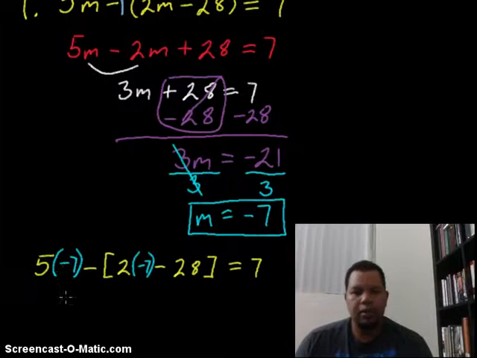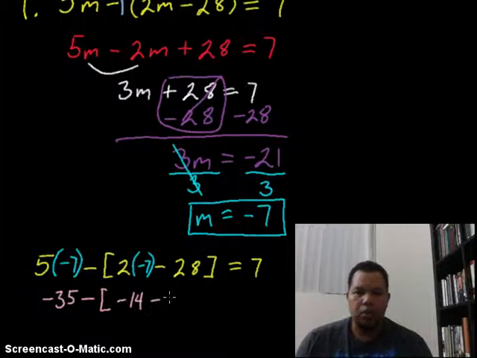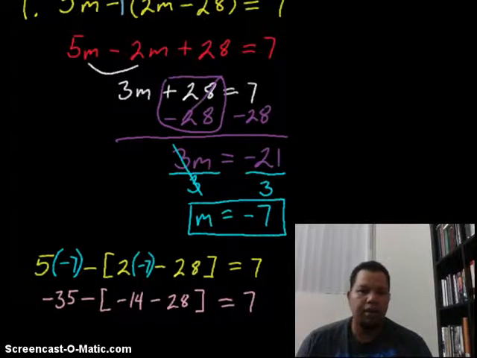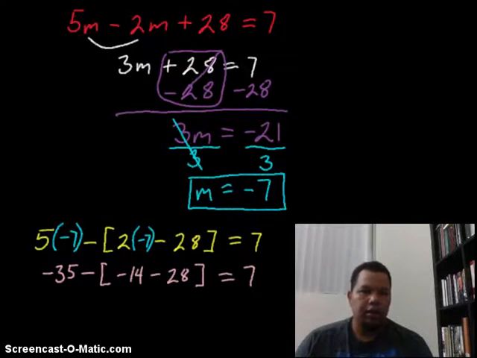So 5 times negative 7 gives me a negative 35. Then I have this inside parentheses or bracket, so I'm going to work that out first. So I have a negative 14 here minus 28 inside the brackets. And again, we want to check to see if it equals a 7 on the right hand side. So let's continue with the order of operations, still working within these parentheses. So negative 14 minus negative 28 gives me a negative 42.